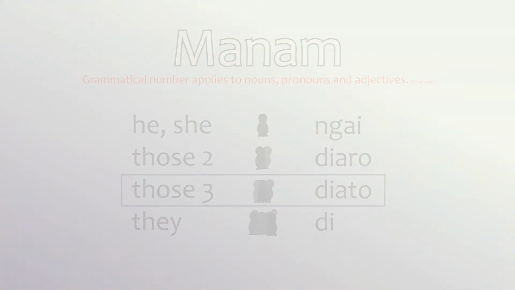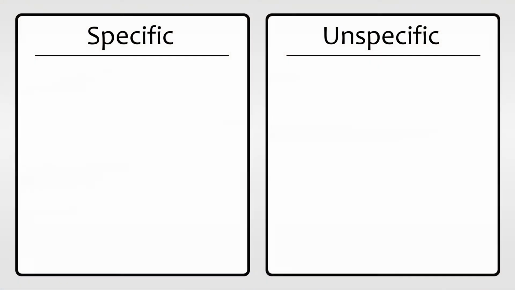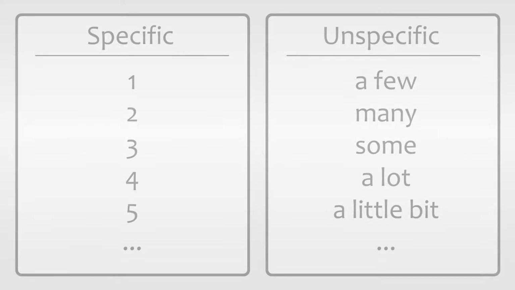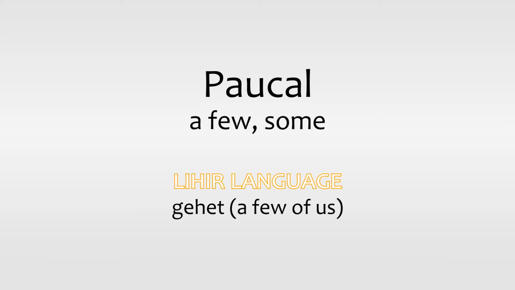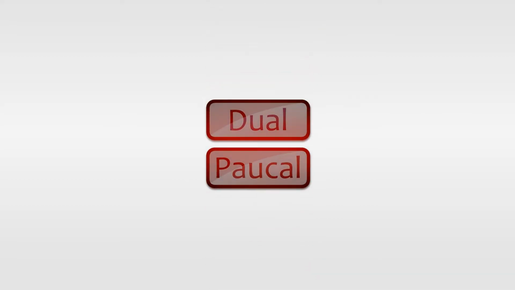Now, of course, a quadral number is theoretically possible, but as far as linguists have discovered, there's no language in existence that has a quadral. All of these examples contained a specific number and are based on that, but we can go unspecific as well. There is a paucal number that indicates a few. The word gehit in the Austronesian language Lihir means a few of us. An interesting fact is that if a language has a paucal, it is most likely to have the dual as well.